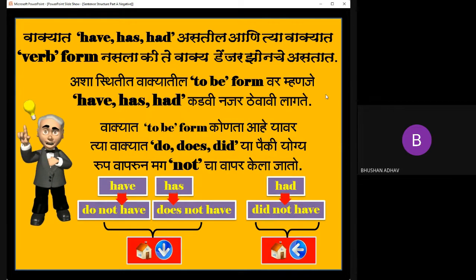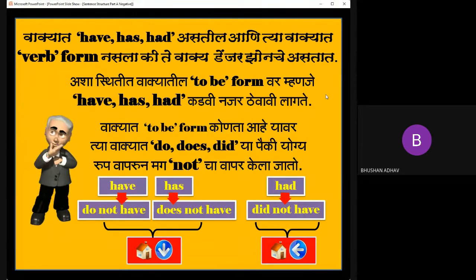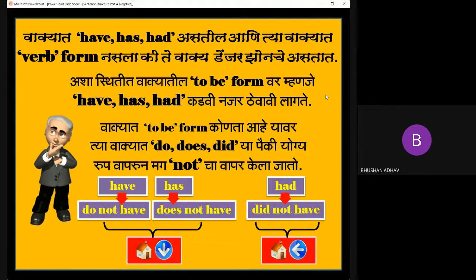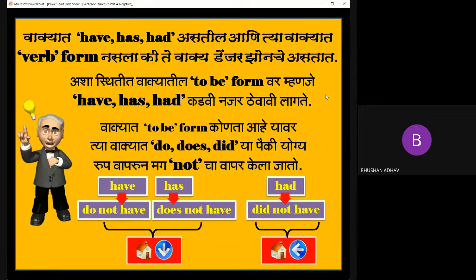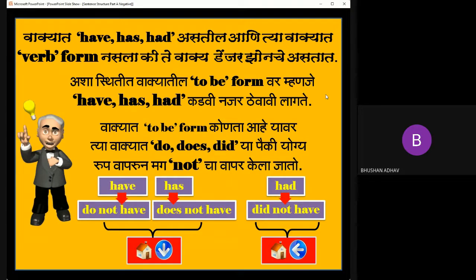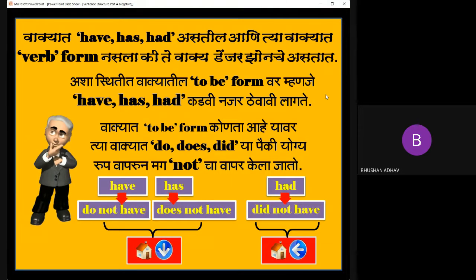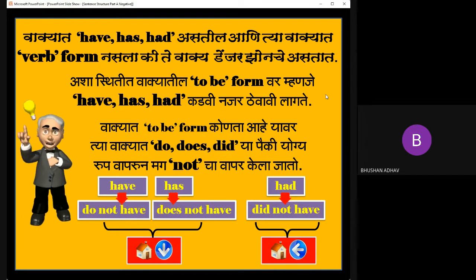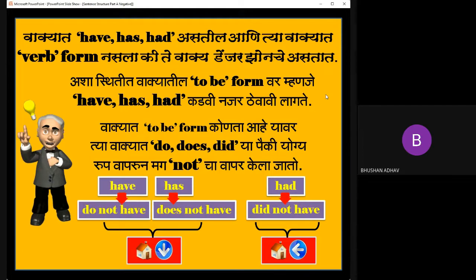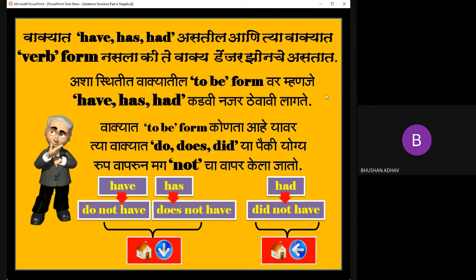Okay, now suppose there is have, has, and had. If there is have, has, and had, and there is no verb after that, that is also danger zone. So have without verb, has without verb, and had without verb. So have changes into do not have, has into does not have, then had into did not have. Even for this, you can take the screenshot.